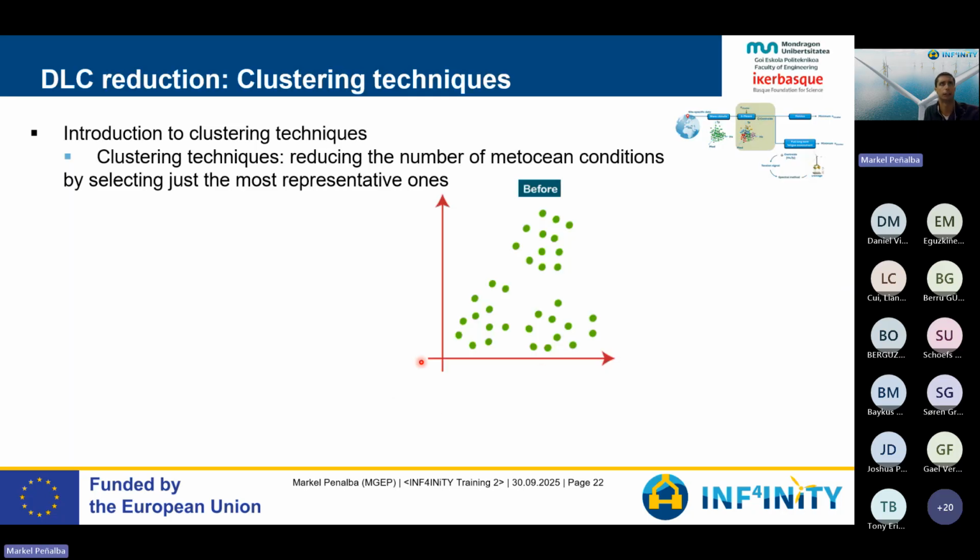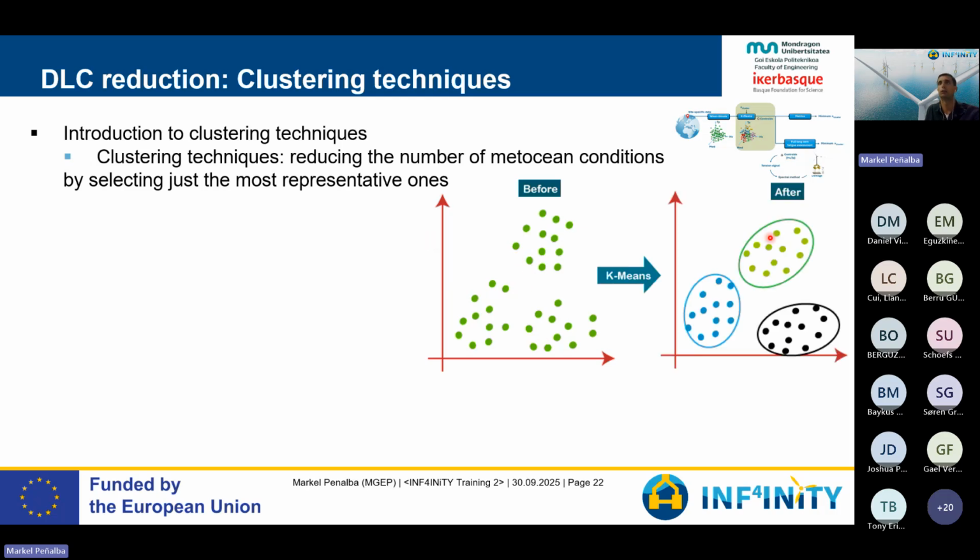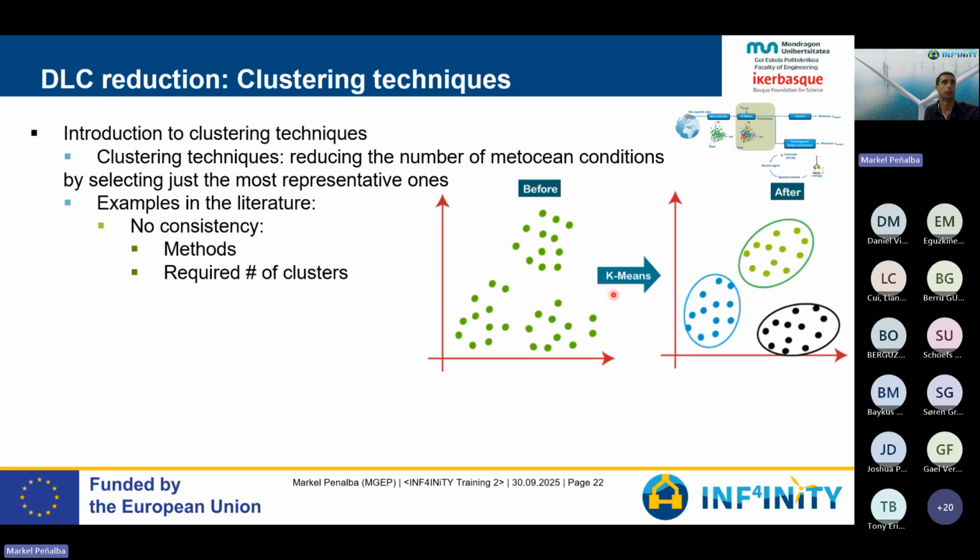INFINITY project. So basically, as I said earlier, the clustering techniques reduce the number of different metocean conditions, combinations of 3 variables, 2 variables, depending on the amount of variables we want to analyze. And they group all these variables into clusters and define the centroids of the clusters that represent the whole conditions within each cluster. But as I said, there are different examples in the literature, but no consistency in the methods or no consistency in the required number of clusters. So this is what we need to analyze to suggest a specific method or a number of clusters.